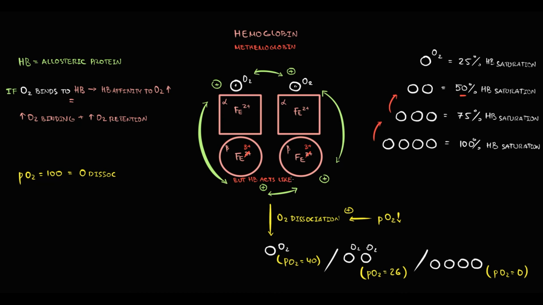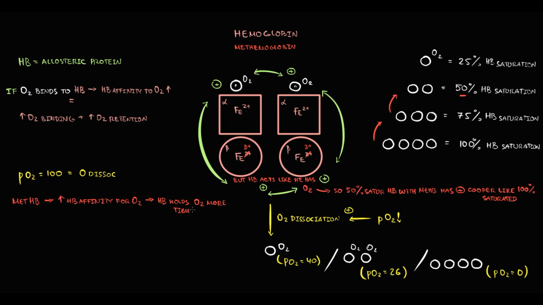The problem is that methemoglobin acts like nothing is wrong and all oxygen molecules are present. So even with 50% saturation, methemoglobin has positive cooperativity like 100% saturated hemoglobin. To summarize, methemoglobin causes an increase in hemoglobin affinity for oxygen, which makes hemoglobin hold oxygen more tightly. And this tight grip causes a left shift, which makes hypoxia even worse. So let's illustrate the left shift.